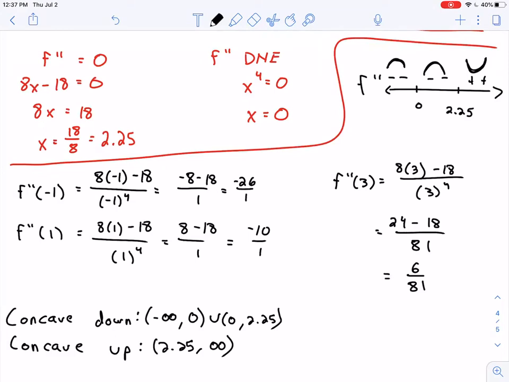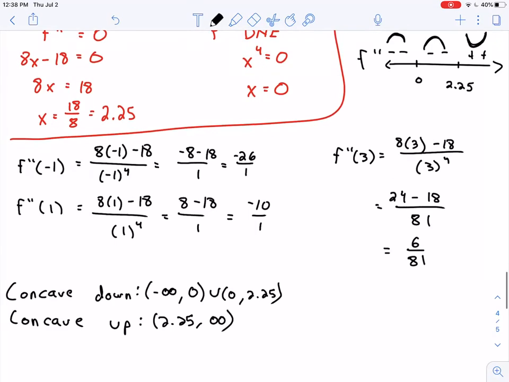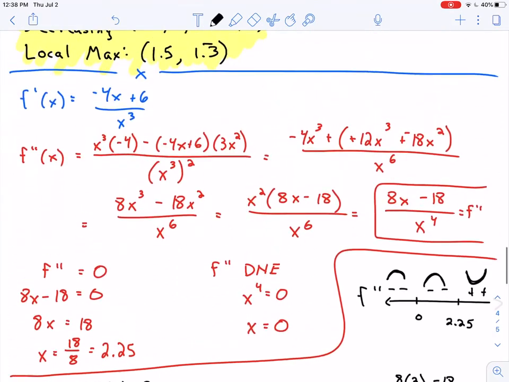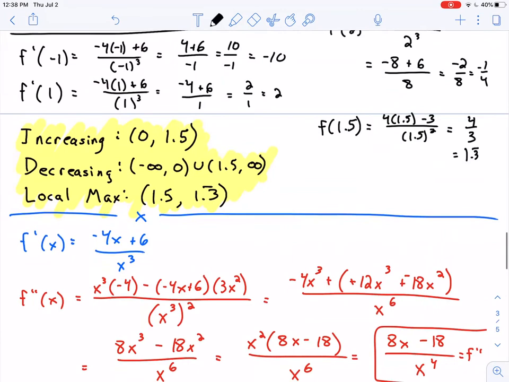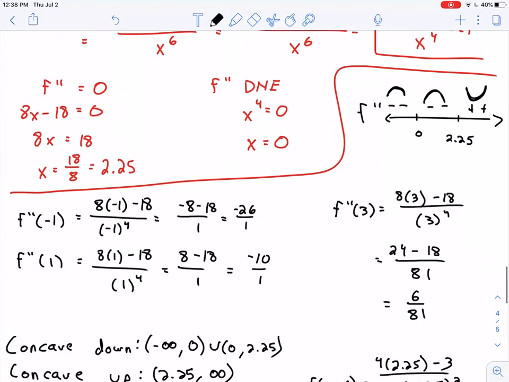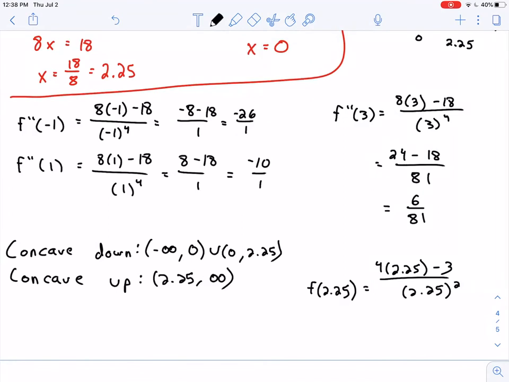So that means I need to take 2.25 and plug that all the way back into my original function. So let's see, f of 2.25. Oh, let me check. Let me write it in first. 4 times 2.25 minus 3 divided by 2.25 squared. I believe that was my function. We said 4x minus 3 over x squared. Yes, that is my function. So I have 4 times 2.25 minus 3 divided by this guy.